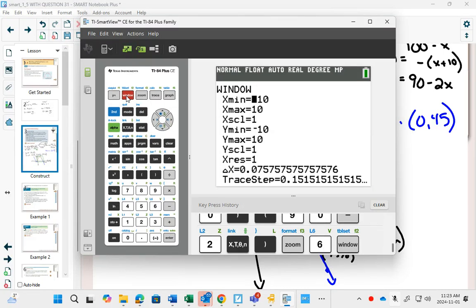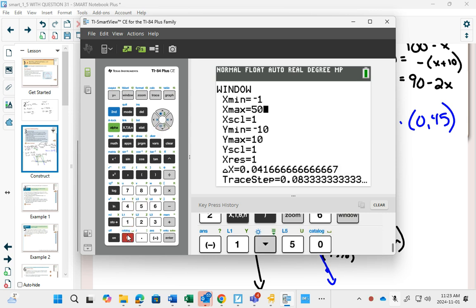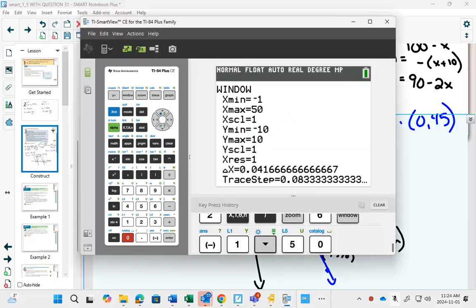And play with my window. Because right now, my window says my x values go from -10 to 10. My y values go from -10 to 10. Well, I just need to see a little bit of the minus, so maybe I'll go -1. And I'm going to go up to 50. Because then I will for sure see past this 45. For the y, I don't need to see much of the negatives. So I'm going to go back to my window here. And for my y, maybe I'll just see -1. But I don't know how high it's going to go.